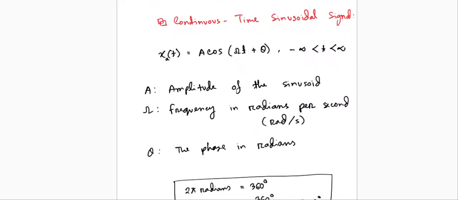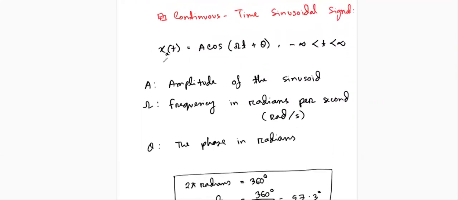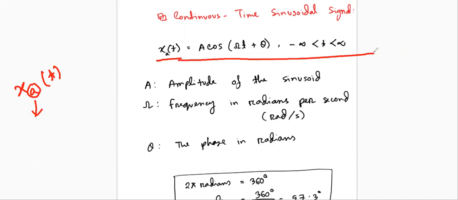Continuous time signal. I have given a very simple example. This is x_a(t). This small a means this is an analog signal. This t represents that this is in the time domain. Each and every part of this equation you should understand practically, visually, with the graphical representation. That will help us. Okay.